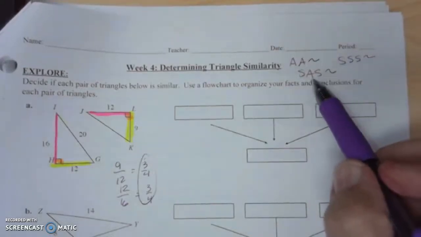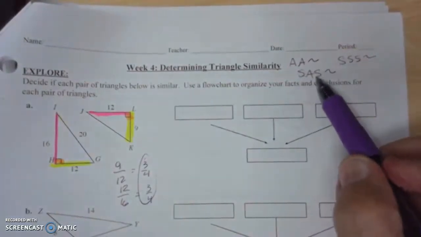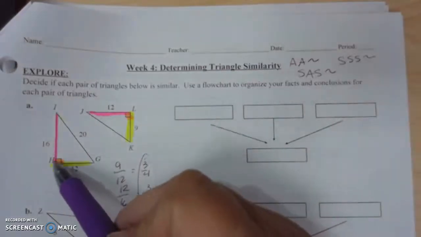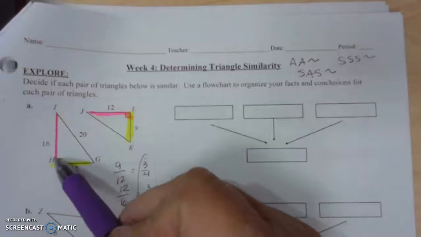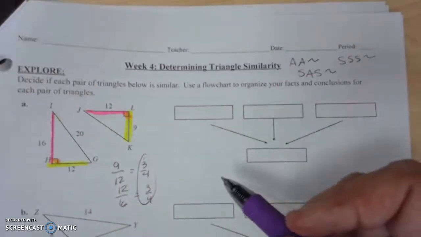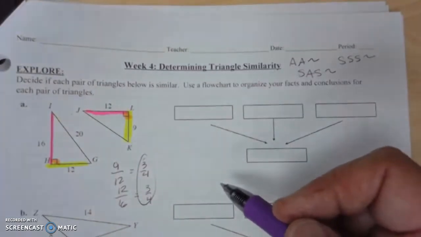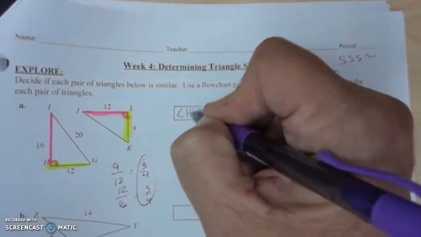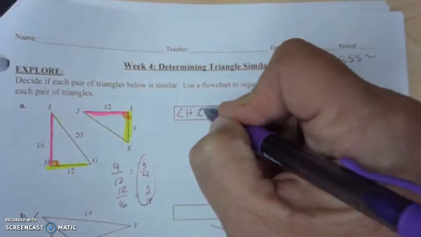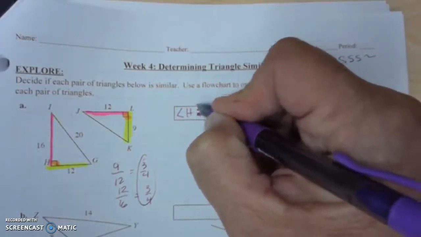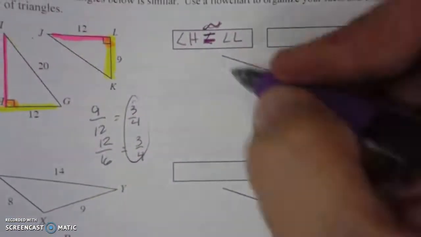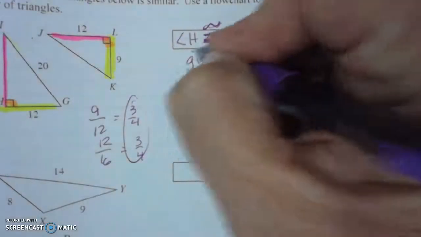And let's look at my little shortcuts. I have side, angle, side. If the two sides have the same proportion and the angle is between them, well, the angle is between them. See how these are the two sides and the angle's between them? So let's prove that everything is the same. The first thing we said was that angle H was congruent to angle L. And how is it that we know that? It was given. It was given in the picture.